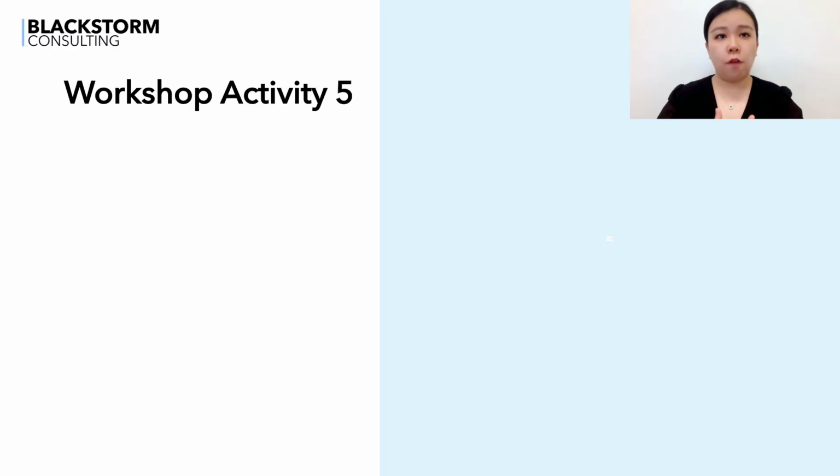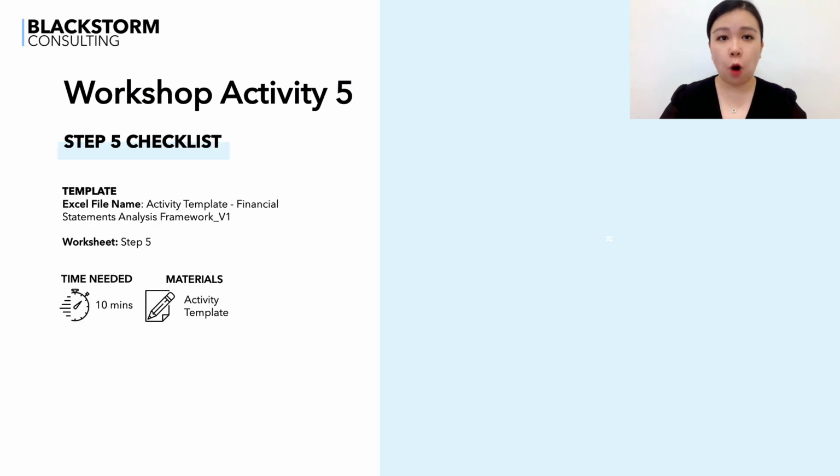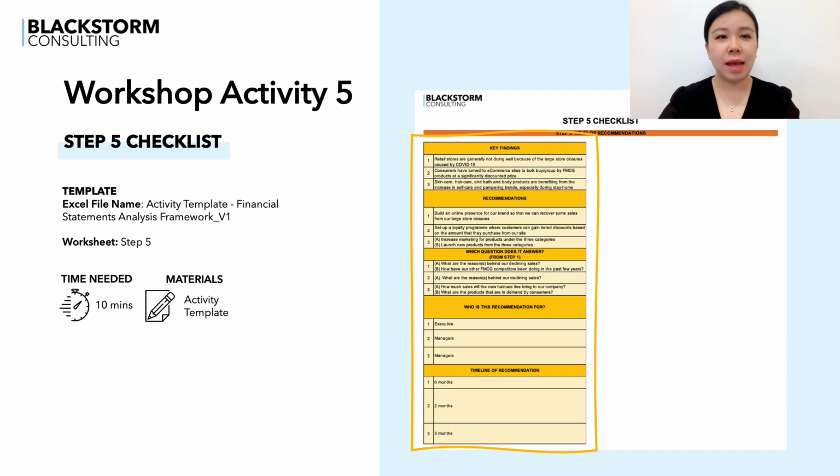For the fifth activity of our workshop, I will demonstrate Step 5 of the Financial Statement Analysis Framework. The Step 5 checklist consists of 4 main components. Firstly, developing recommendation. Secondly, performing a SWOT analysis. Thirdly, risk analysis. And lastly, reward analysis. Let's begin with developing recommendation.